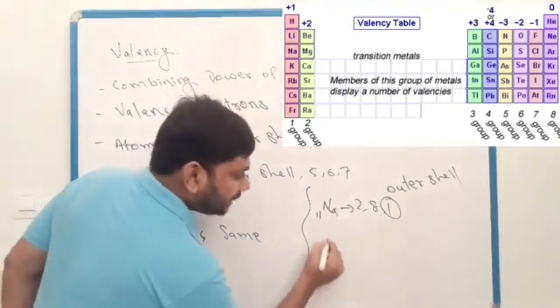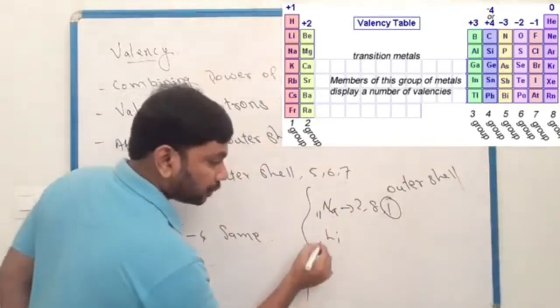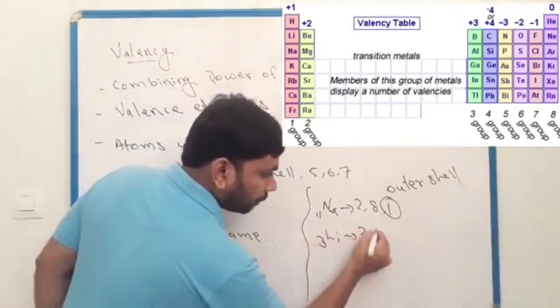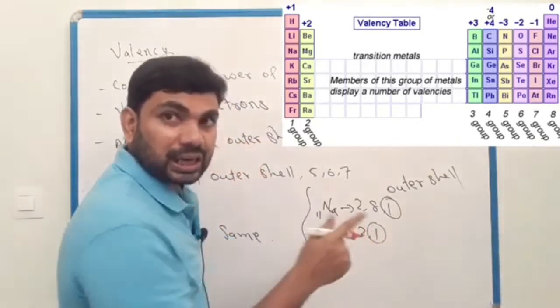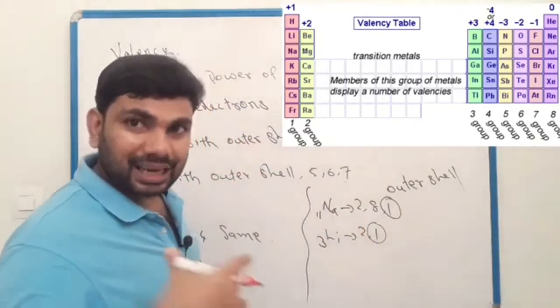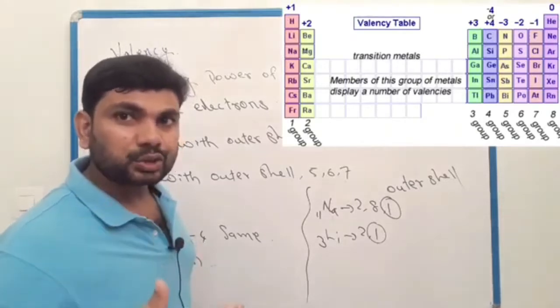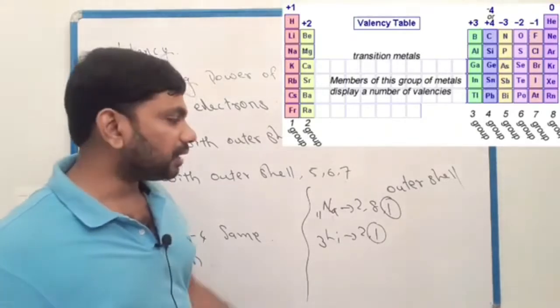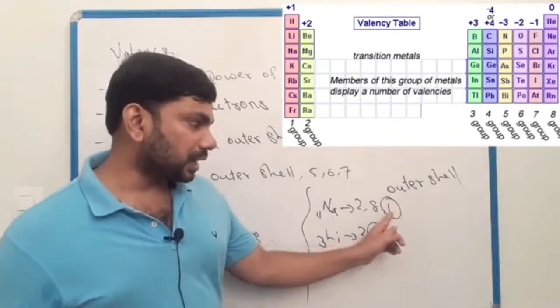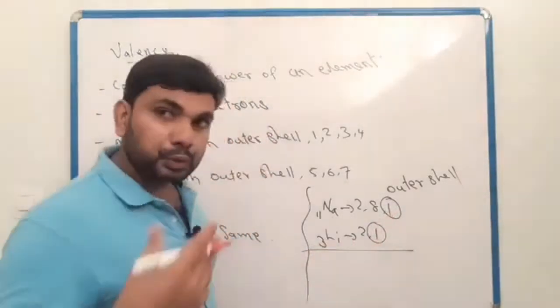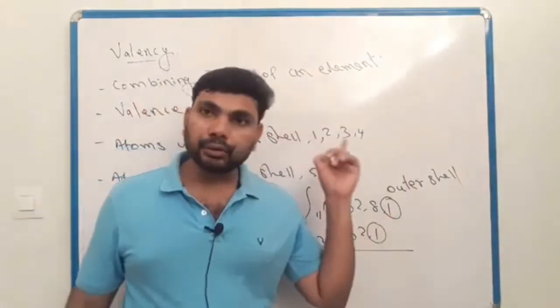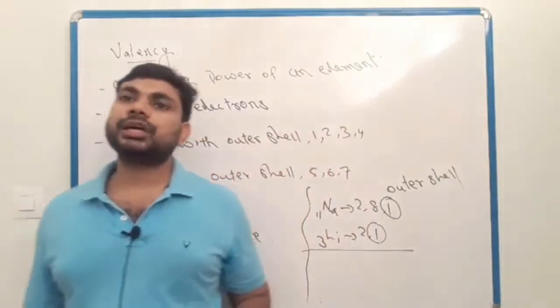When you take lithium, also group 1, atomic number 3, 2, 1. This is the last shell, this is the outer shell. Outer shell means last shell. The outer shell electron means valence electron 1. So these are valence electrons. Clear?